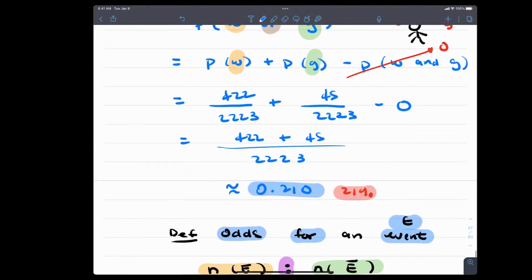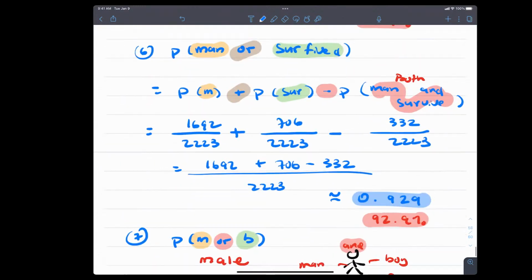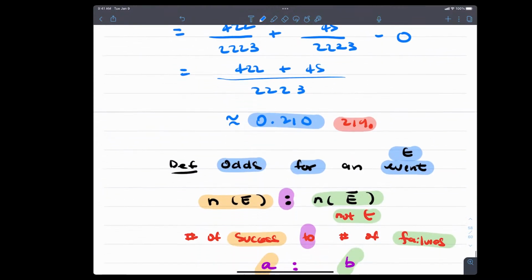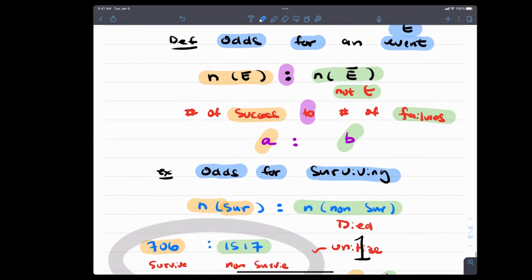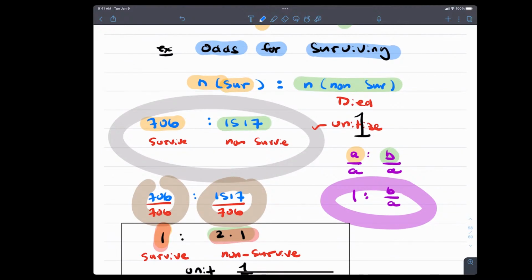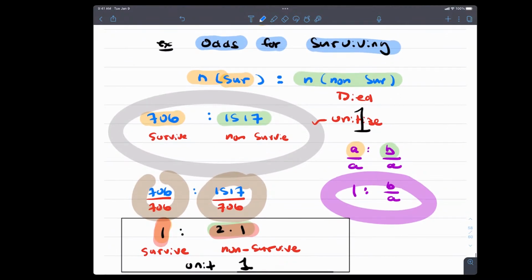Now, this is a measure of chance, and that came from our Titanic data representation here. So I just wanted to finish that one off, and I couldn't last time. So this is odds for surviving the Titanic.